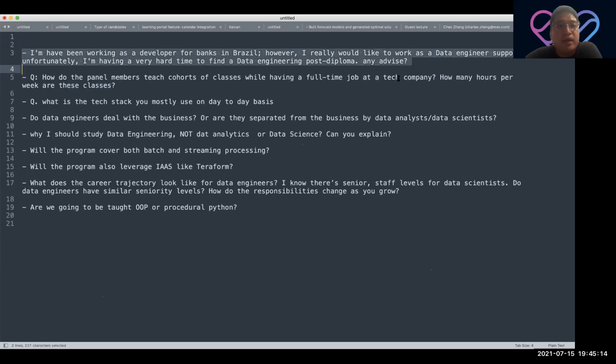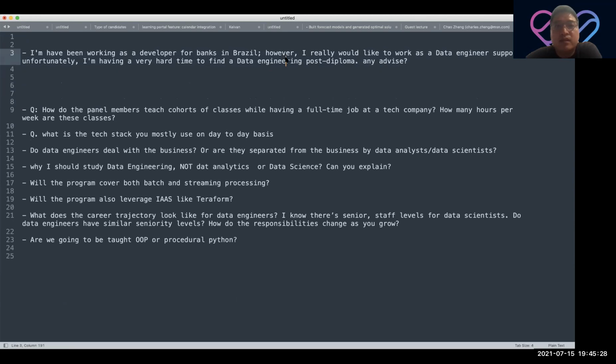I have been working as a developer for banks in Brazil. However, I really would like to work as a data engineer. Unfortunately, I'm having a very hard time to find a data engineering post-diploma. Any advice? So I think this is asking about a program. So I think you're at the right place.